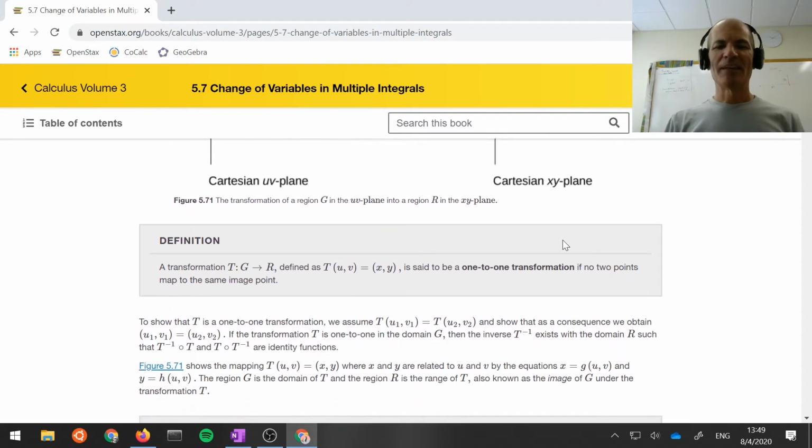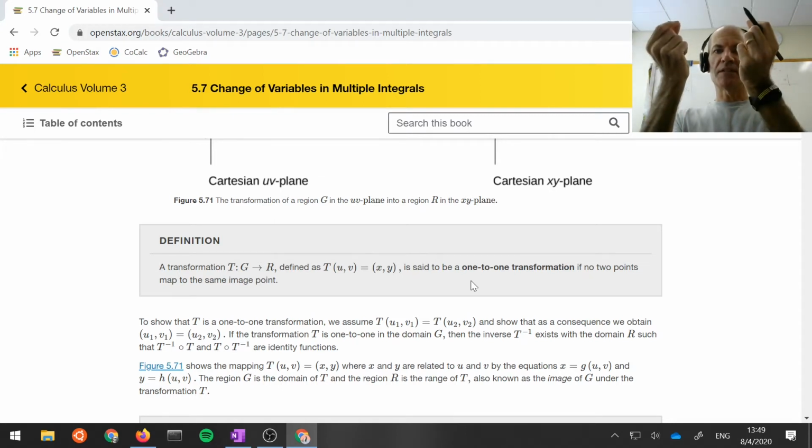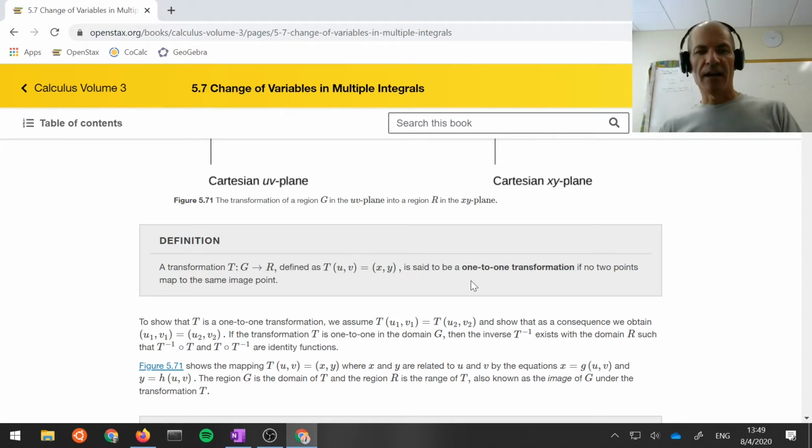All right. A transformation is said to be one-to-one if no 2 points map to the same image. You may remember this vocabulary from Calc 1 or maybe even earlier. This is the so-called vertical line test. This is the so-called horizontal line test. A function is one-to-one if it passes the horizontal line test. In other words, we don't have 2 different points in the domain going to the same point in the range.